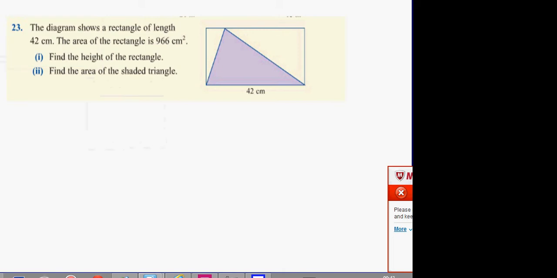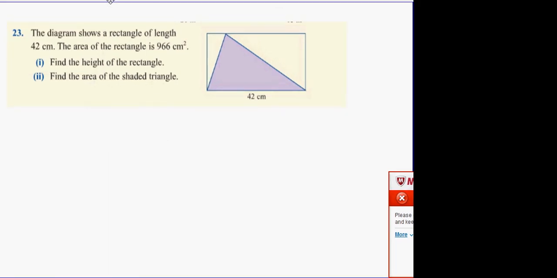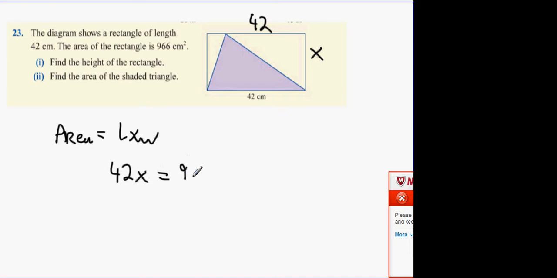The diagram shows a rectangle of length 42 centimeters. The area of the rectangle is 966. Area equals length multiplied by width. Let x be the width. So 42 multiplied by x is 966. Then just divide 966 by 42, and what do you get? 23. So it's 23.